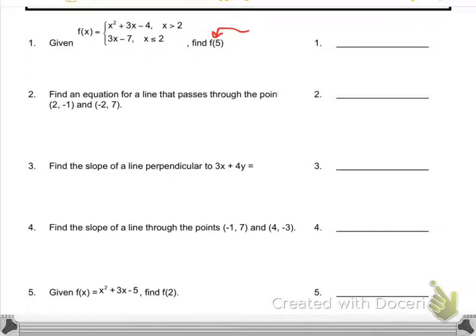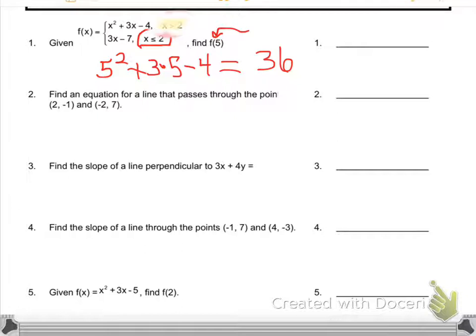I have to decide which formula to plug it into, and I'm going to look at the restrictions on x over here and decide which one 5 falls into. 5 is greater than 2. Oops, let me undo that. Sorry, guys. 5 is greater than 2, so I'm going to plug it into the top equation only. So that ends up being 5 squared plus 3 times 5 minus 4. When I do the math there, you get 25 plus 15, which is 40, minus 4, which is 36.